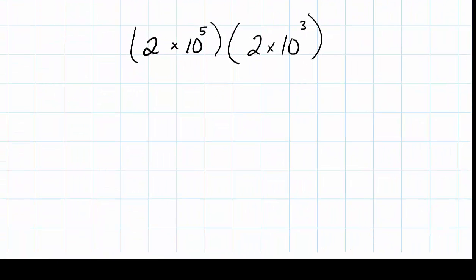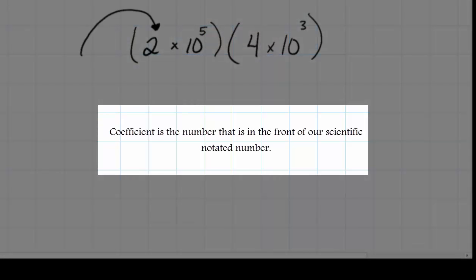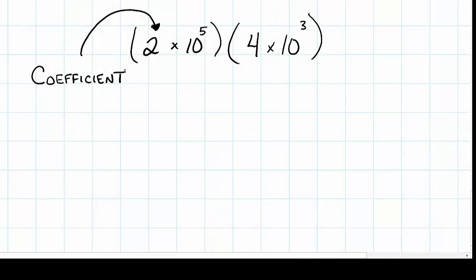Okay, so we're now going to multiply two numbers together in scientific notated form. I'm going to actually switch this one, and let's make it a 4. We're going to multiply two scientific notated numbers together. This is called a coefficient. And our rules state that we're going to multiply coefficients together.